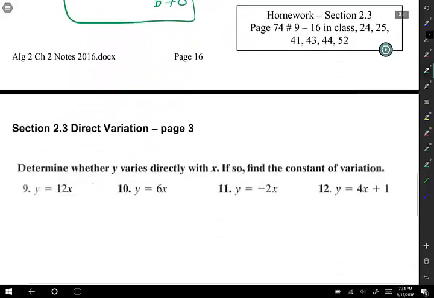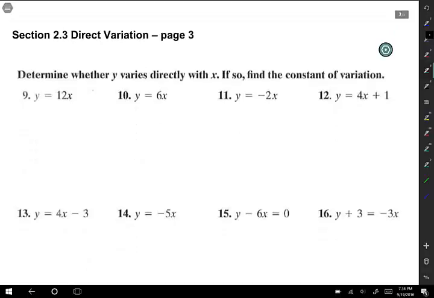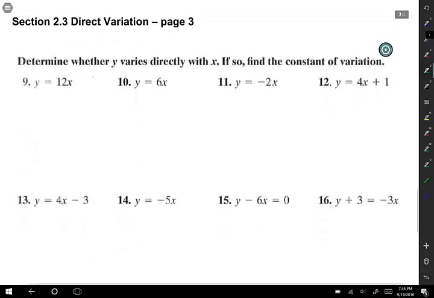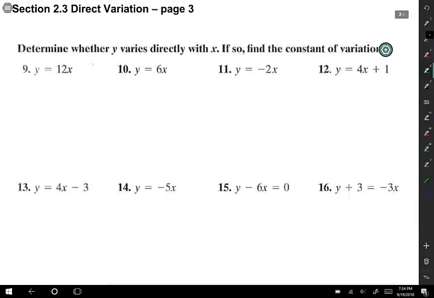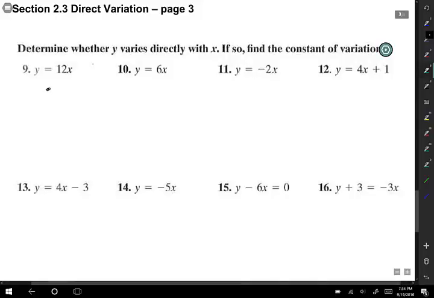All right, let's look at 9 through 16. Of these problems, which ones of these are very quickly identified in the y equals kx manner? Well, y equals kx, here we go. This one definitely is, and k equals 12. This one definitely is y equals kx, where k equals 6. Definitely y equals kx. What does k equal?